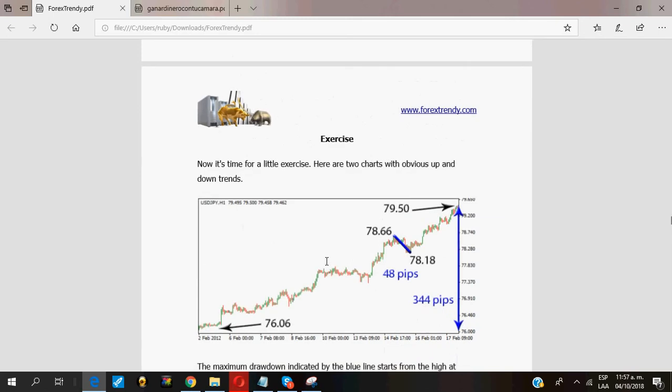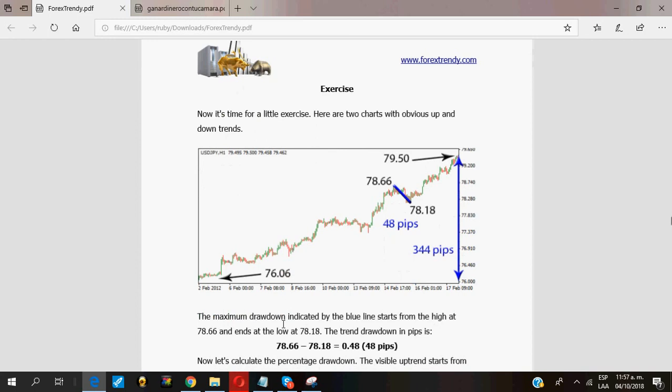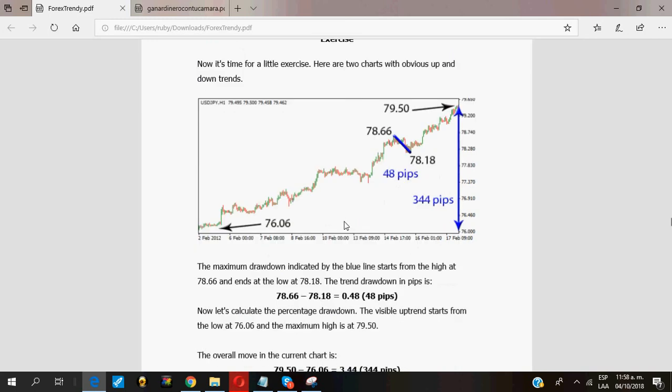Now it's time for a little exercise. Here are 2 charts with obvious up and down trends. The first one is an uptrend, and the maximum drawdown indicated by the blue line, this line here, starts from the high at 78.66 and ends at the low of 78.18. The trend drawdown in pips is 78.66 minus 78.18 equals 48 pips.